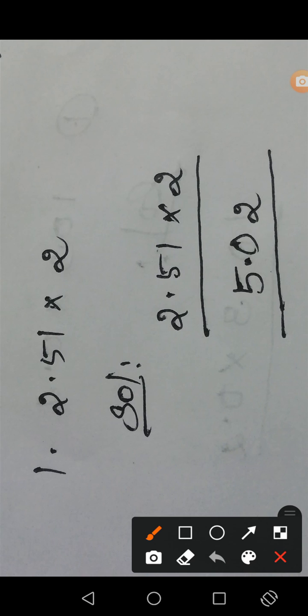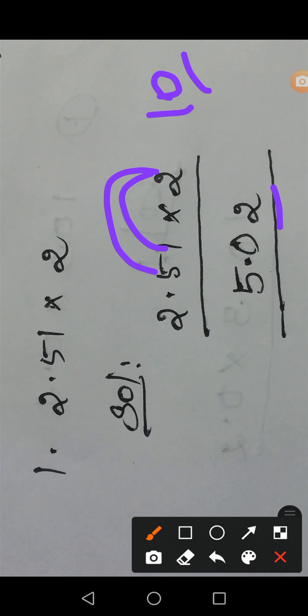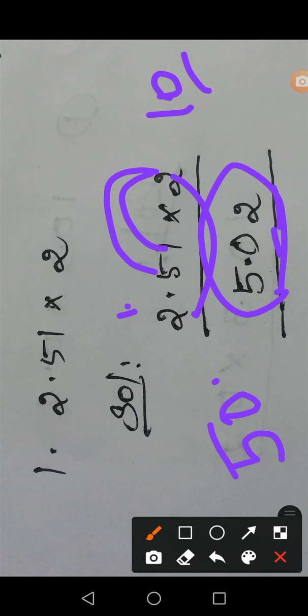So we find the product of the numbers. 2 into 1 is 2. 2 into 5, 2 fives are 10. 10 means one digit we write, and the remaining 1 we carry. Then 2 twos are 4, 4 plus 1 is 5. So we get 502. So how to put the decimal? We get 502.